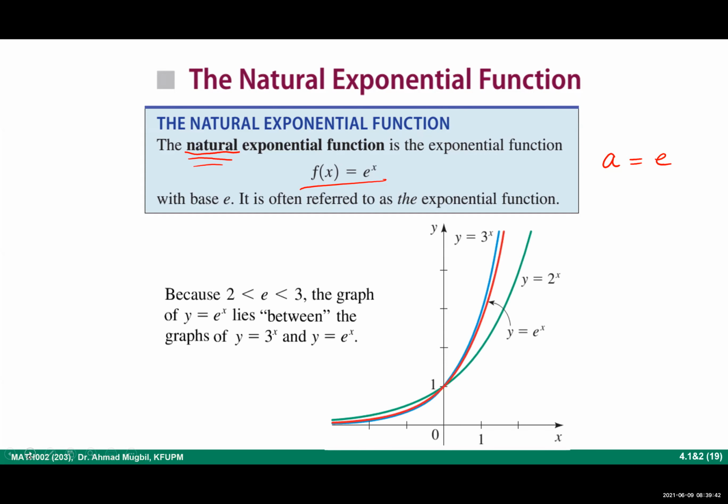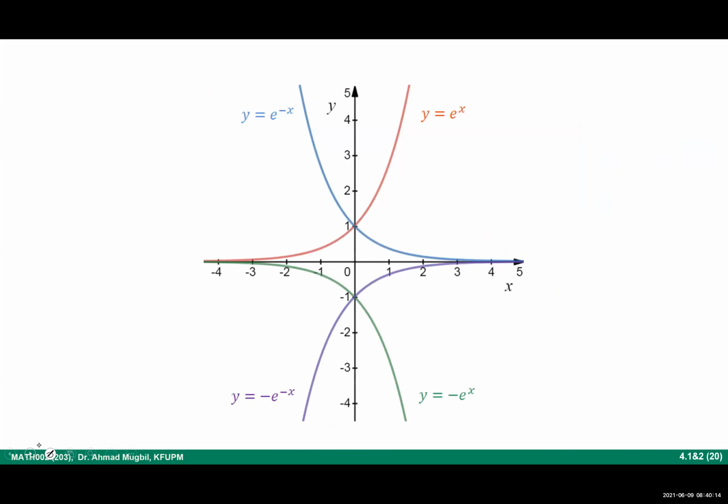How does it look? What do you expect the graph will be? Because E is almost 2.7, it is between 2 and 3, and closer to 3. So if this is the graph of 2 to the power x, and this is the graph of 3 to the power x, the graph of E to the power x is naturally in between them, closer to the graph of 3 to the power x. Also, it will pass through the point (0, 1), since E to the power 0 is 1. Also, we have the x-axis as a horizontal asymptote.